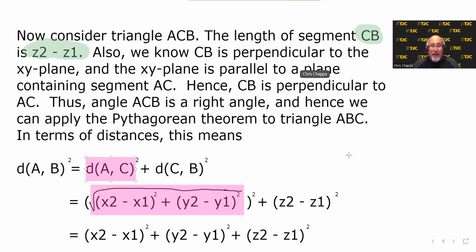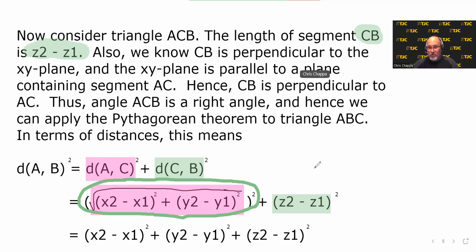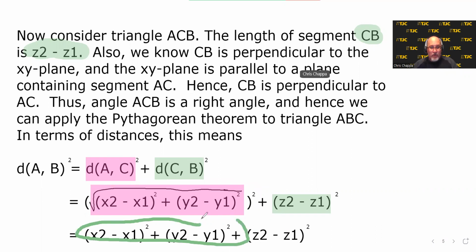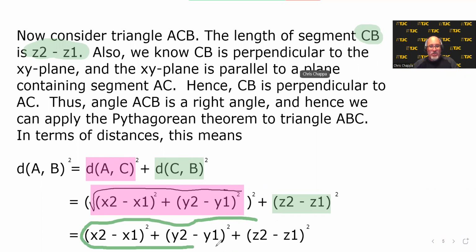And we had already established that the distance from C to B was Z1 minus Z2. It's still highlighted in that kind of green color up there, so we're going to highlight it in green here. On this part, the square on the outside cancels the square root, which is why the square root disappears here. And then tack on the third part, we have all this. So that's the square of the length of the hypotenuse.